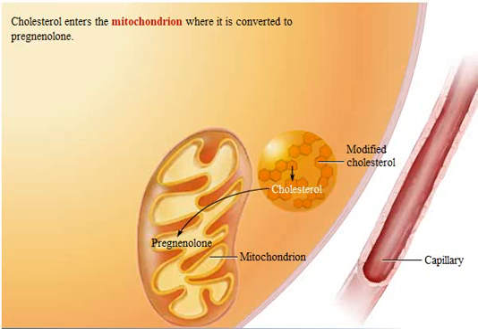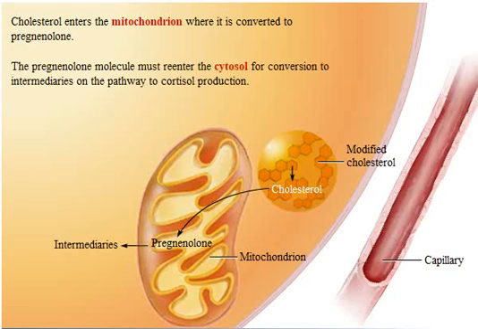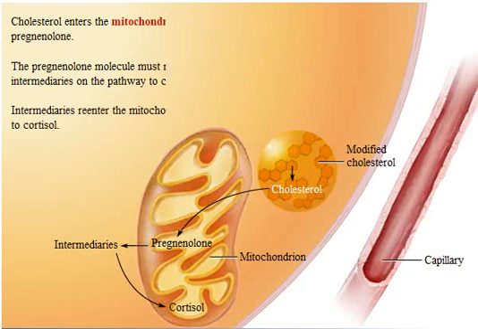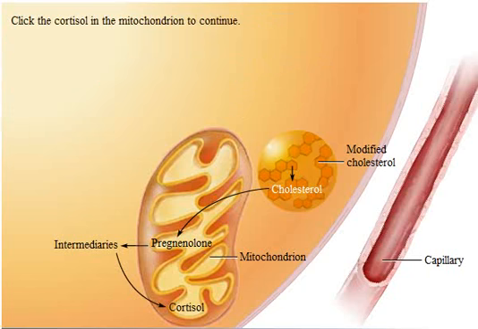Cholesterol enters the mitochondrion where it is converted to pregnenolone. The pregnenolone molecule must re-enter the cytosol for conversion to intermediaries on the pathway to cortisol production. Intermediaries re-enter the mitochondrion where they are converted to cortisol. Click the cortisol in the mitochondrion to continue.